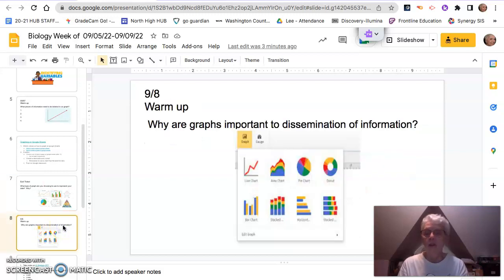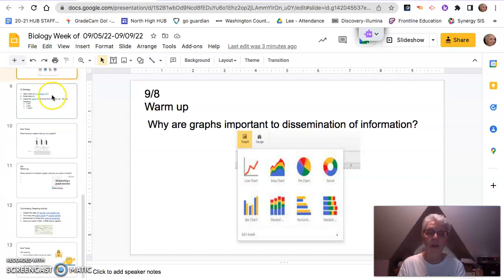Now we're into 9-8, and I want to know why graphs are important to disseminate information. Information is very important to give to the world once you have done your scientific experiments.